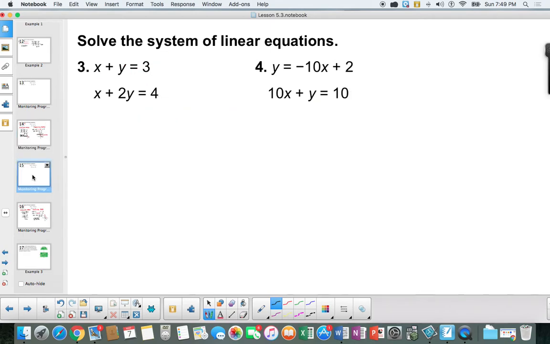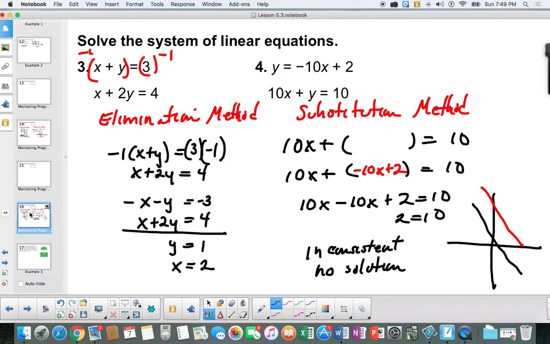Okay, try these. Stop the screencast and see what you can do. And I again tried the elimination method, and I ended up getting y is equal to 1, x is equal to 2. So these two lines did intersect. Now when I tried the substitution method here, I found I had an incorrect statement, 2 equal to 10, so that reminded me that I probably had parallel lines.